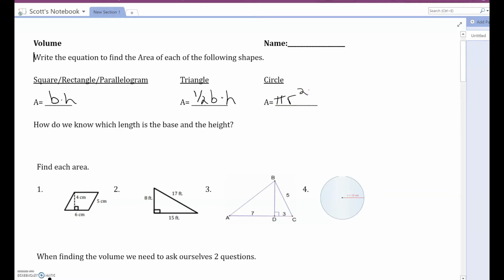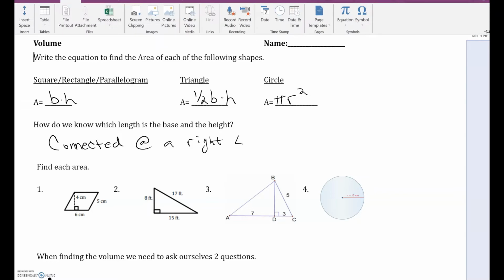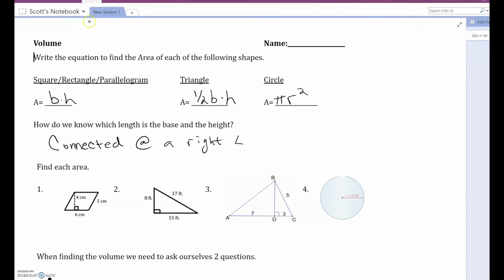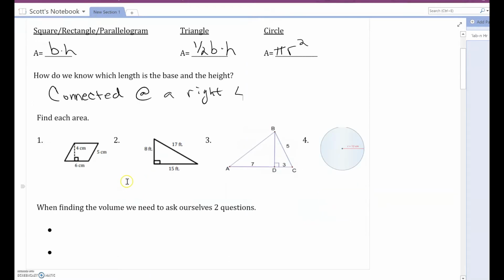I would just advise you to make sure you have those formulas available. They'll be in the front of the room on the board for a long time. All right, so how do we know which length is the base and the height of our figure? So this is just the side edges, so they are always connected at a right angle. We did this a little bit earlier in the year, so they have to be connected at the right angle.